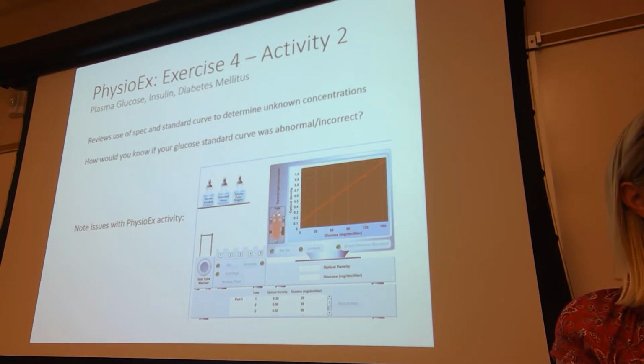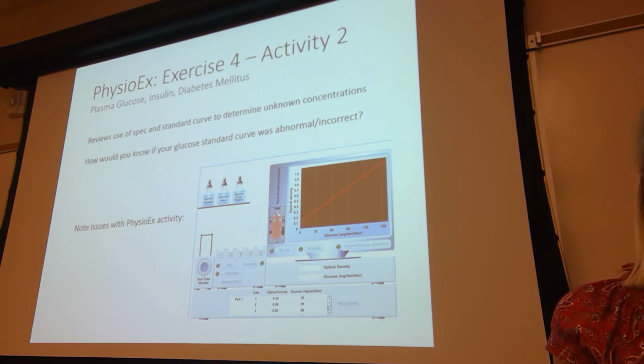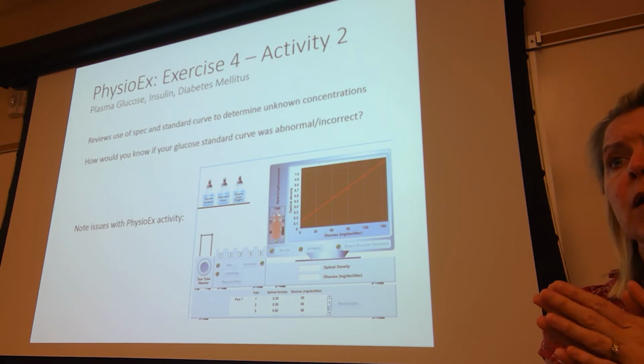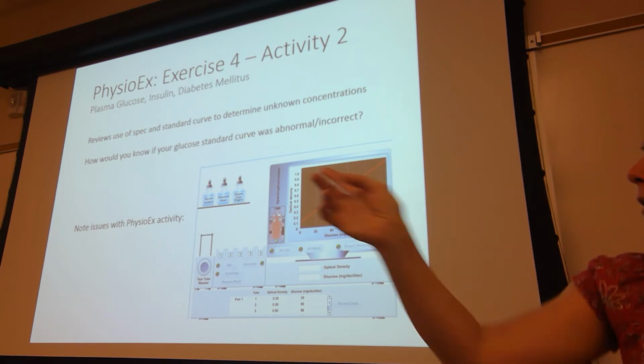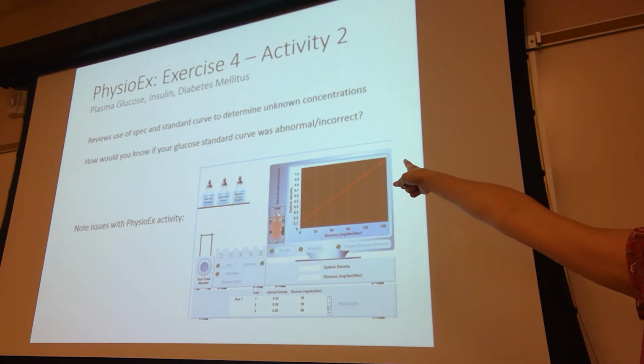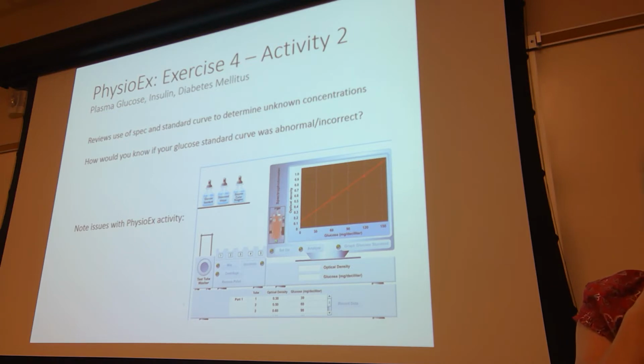Remember when you did the red dye number 40 and you had to create a standard curve and you had to show that the standard curve obeyed the Lambert-Beer law. If your curve looks like this, that's called a direct linear relationship. That means the Lambert-Beer law was obeyed.